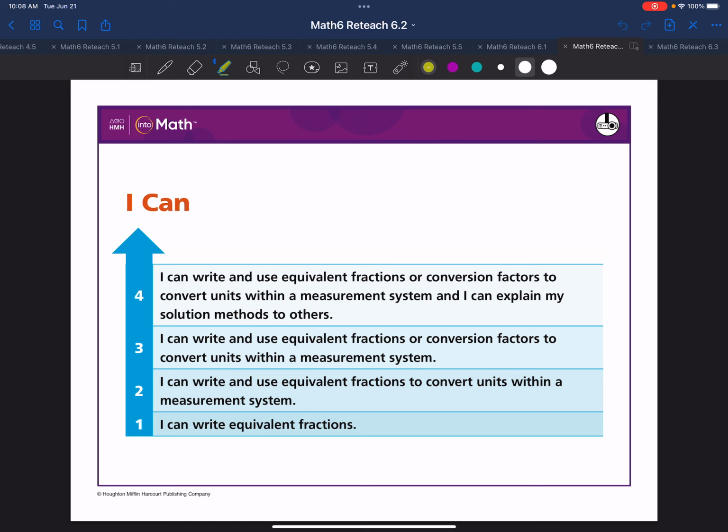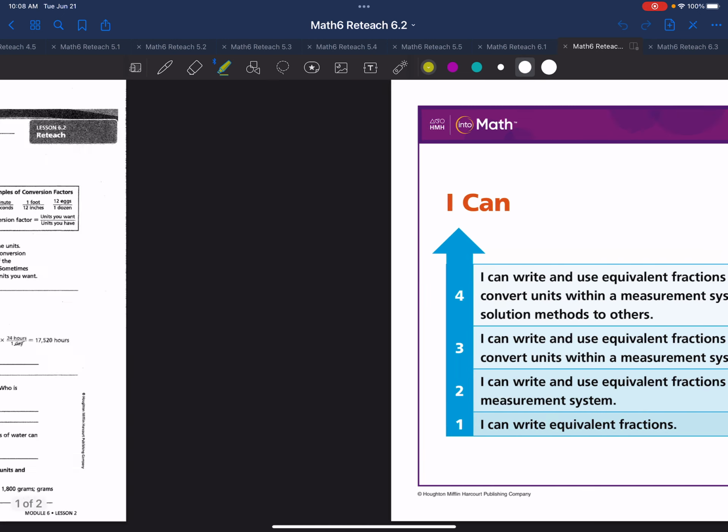I can write and use equivalent fractions or conversion factors to convert units within a measurement system, and I can explain my solution methods to others.